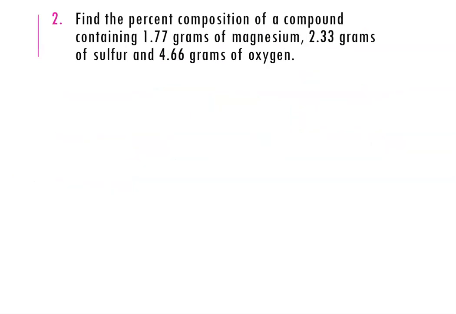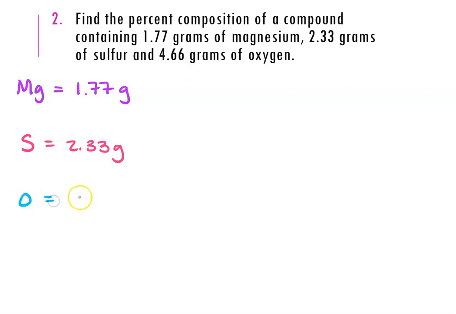All right, next up, we have a compound with 1.77 grams of magnesium, 2.33 grams of sulfur, and 4.66 grams of oxygen. All right, so here we have the same thing. We're not given a formula, so we have to use the masses that we have here. So I have magnesium as my first element here, Mg, and I have 1.77 grams. And then I have sulfur, which I have 2.33 grams. And then lastly, I have some oxygen, of which I have 4.66 grams.